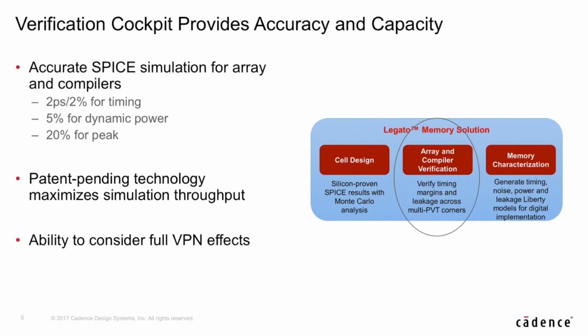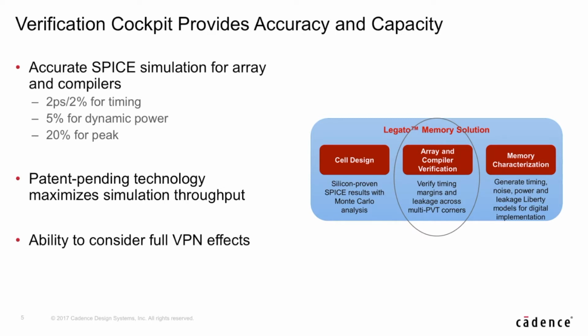What we're doing in the Legato Memory Solution is we also included a patent-pending Super Sweep technology, which I'll explain later on. With it, you can maximize your simulation throughput. Because here, you actually simulate the entire memory array. You want to get the accuracy at a reasonable simulation speed, and Super Sweep technology enables you to do that.